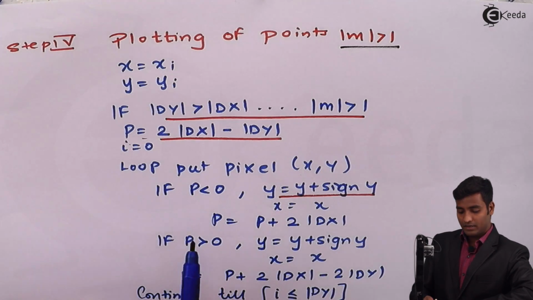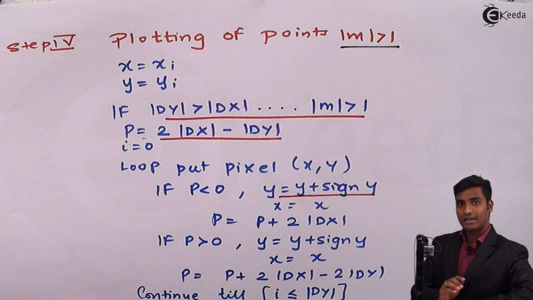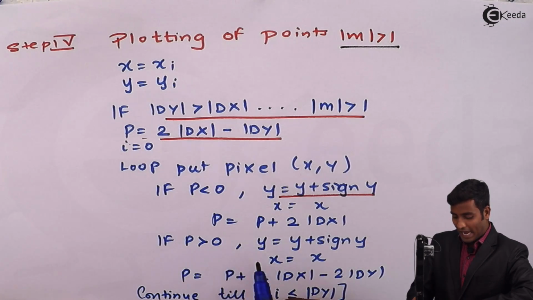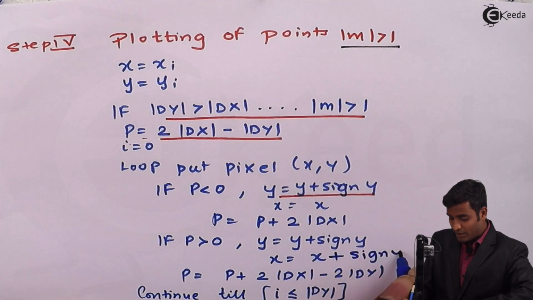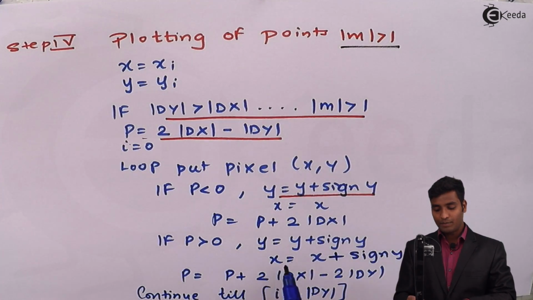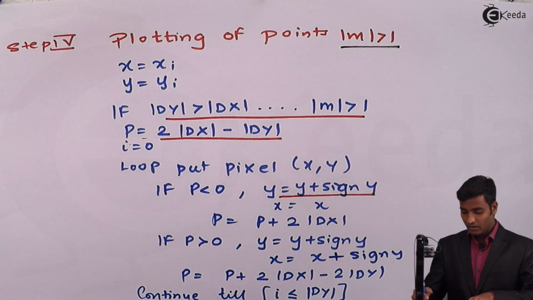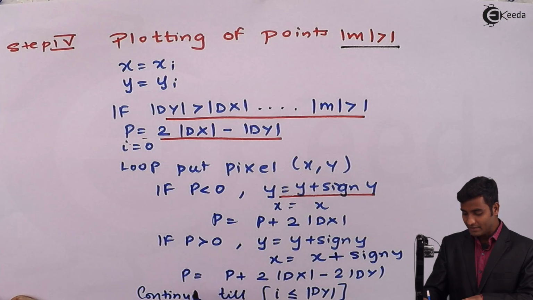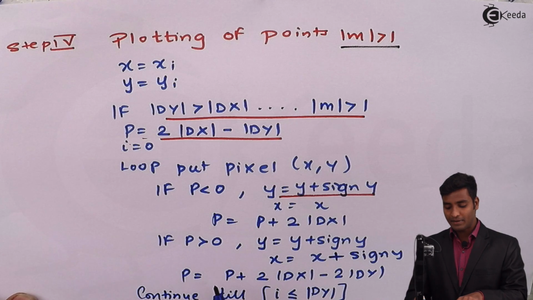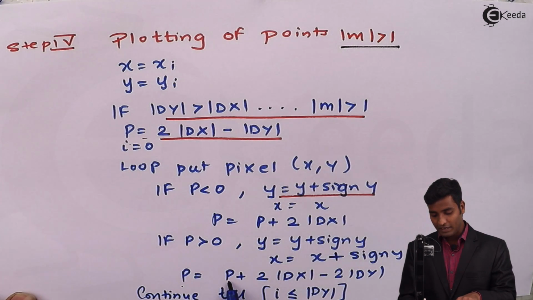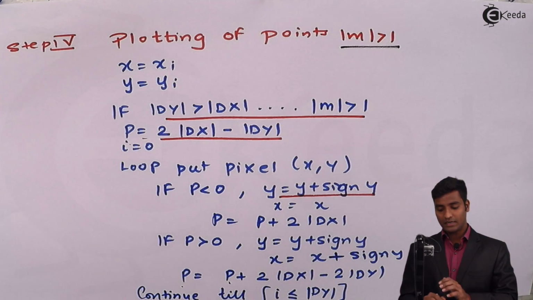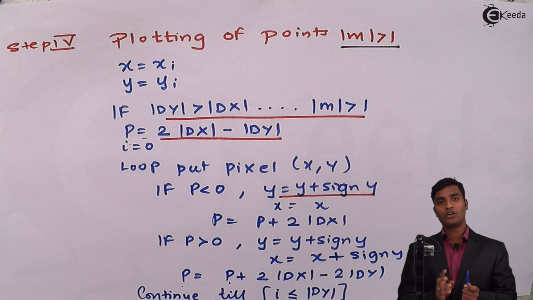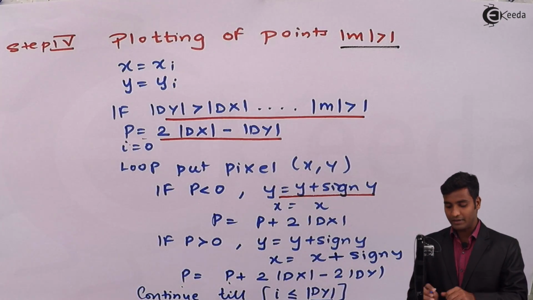So if I get this value as greater than 0, that is a positive value, I will use y as y plus sign y and x as x plus sign x. So this is the difference between the decision parameter greater than 0 and the decision parameter less than 0. So for p greater than 0, I will use this relation, the decision parameter relation, p equal to p plus 2 dx minus 2 dy, and I will continue till i, that is the counter of the loop, is less than or equal to the value of dy.